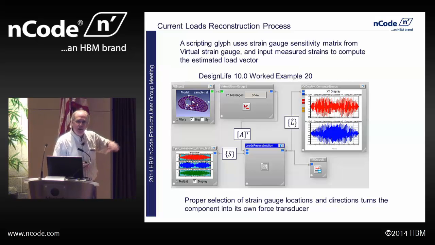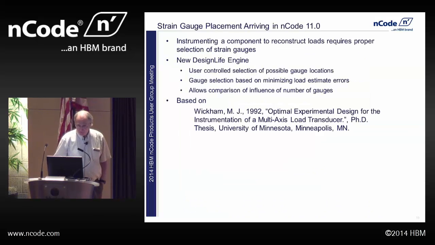What we want to do now is talk about what we're going to do to take it to the next level, next release in version 11. In order to actually make this a good transducer, we have to get the strain gauges in the right positions: how many gauges we're going to have and where we put them. So in version 11, we're looking at coming up with a way to instrument a component to turn it into a useful transducer.